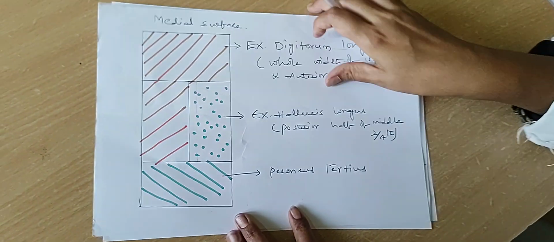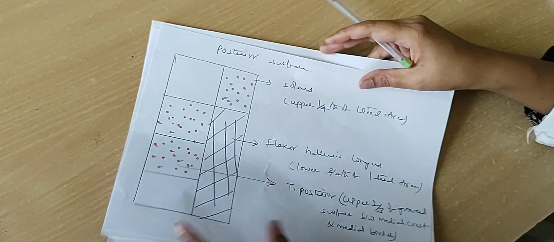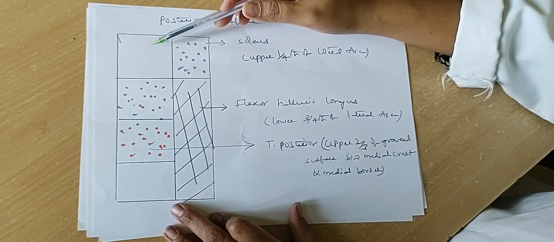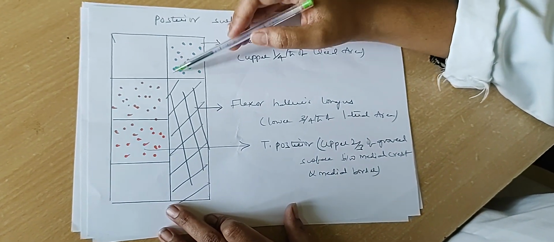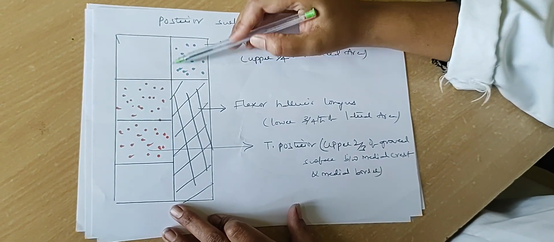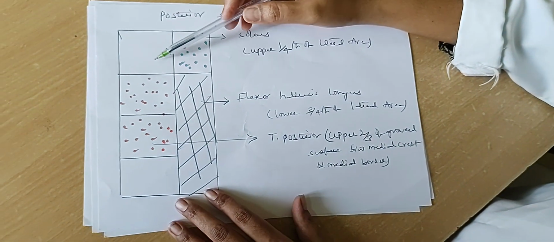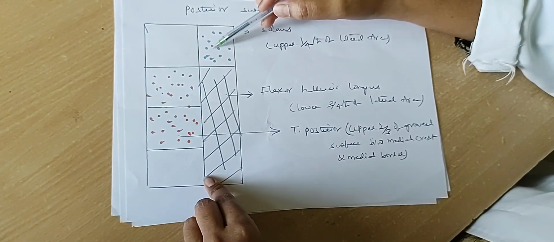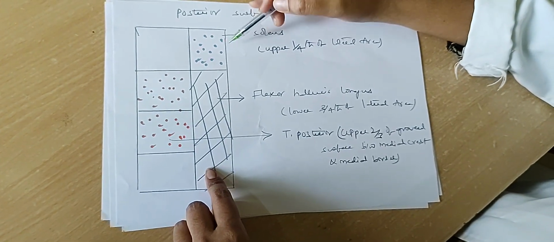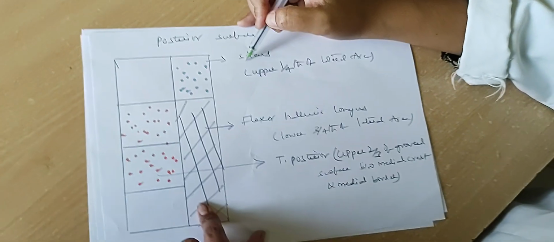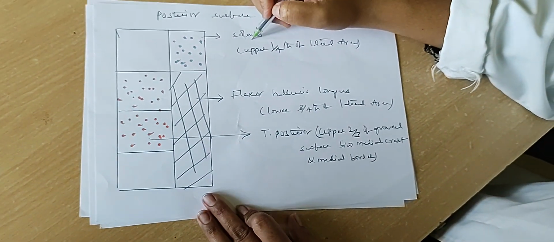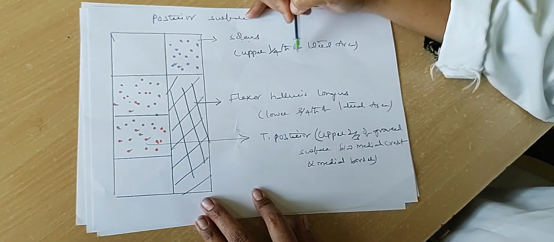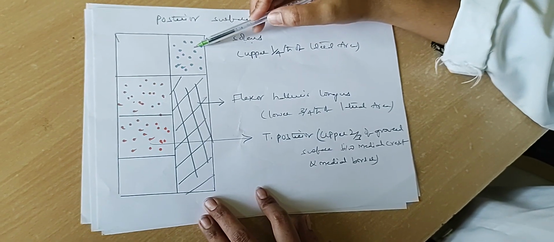and peroneus tertius. Next, coming to the posterior surface, we have already discussed that this posterior surface is divided into an anterior concave area and a posterior flat area by the medial crest. So this medial crest divides the posterior surface into two parts. The flat upper 1/4 of the lateral area gives origin for the soleus muscle. The soleus muscle originates from both the tibia and the fibula, from the upper 1/4 of the lateral area of this posterior surface.